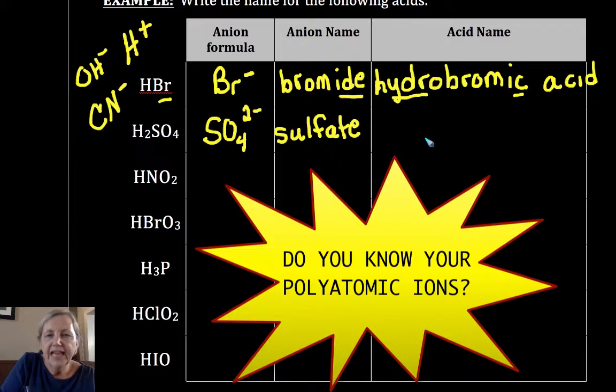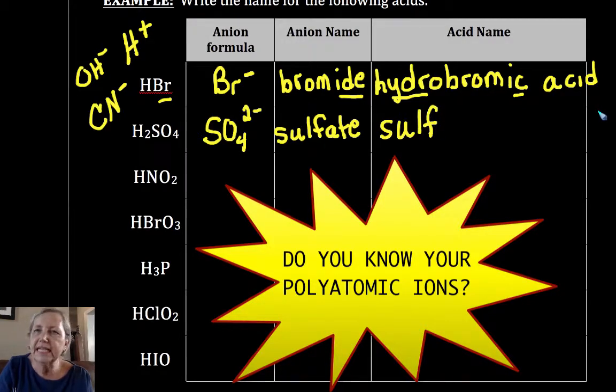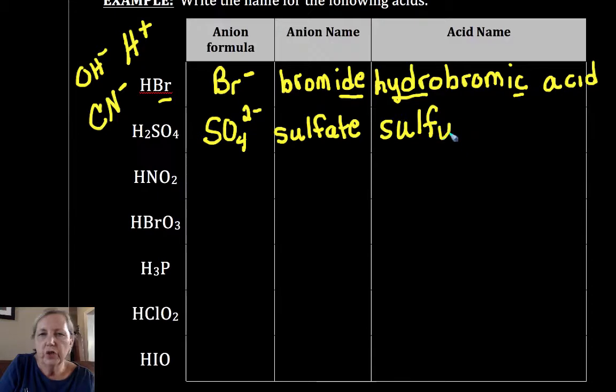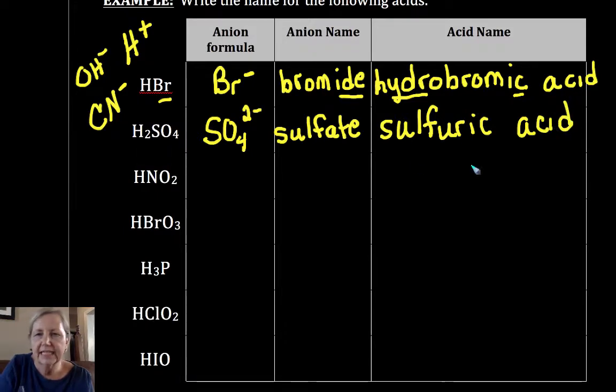So sulfate becomes ic. Now, some of you may want to put sulfic down, but with phosphorus and sulfur, the ur and or go in and out pretty regularly. So if you say it in your mind, sulfic acid doesn't sound right to most. So sulfuric acid. I ate something icky.